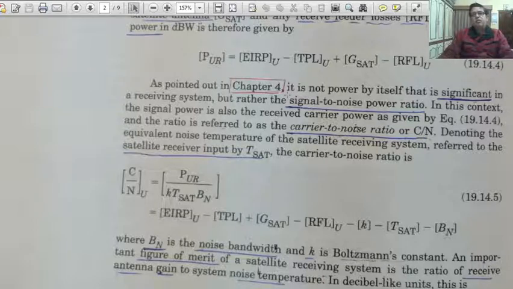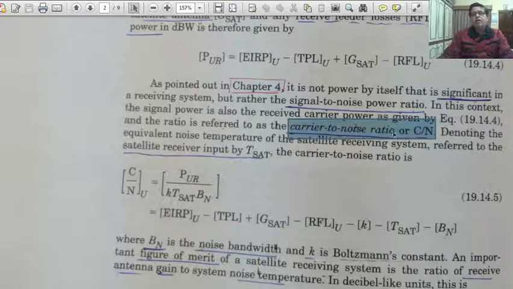In chapter 4, it is not power by itself that is significant in the receiving system, but rather the signal to noise power ratio. In this context, the signal power is also the received carrier power, as given in equation 19.144, and the ratio is referred to as the carrier to noise ratio.